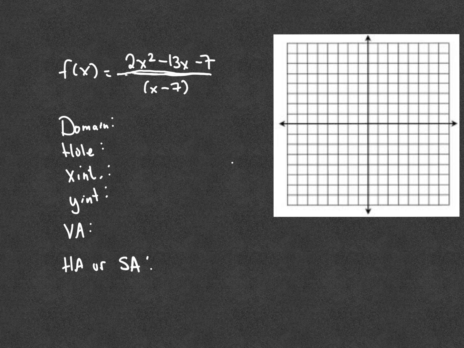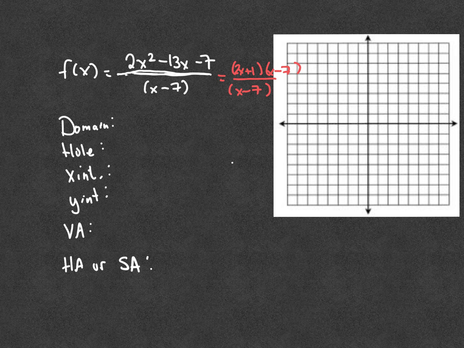All right, let's look at this rational function. Of course, the first thing I'm going to try to do is factor it. Now the bottom does not factor, so it's just going to be x minus 7. But the top does factor. It factors as two linear factors, 2x and x minus 7 plus 1.